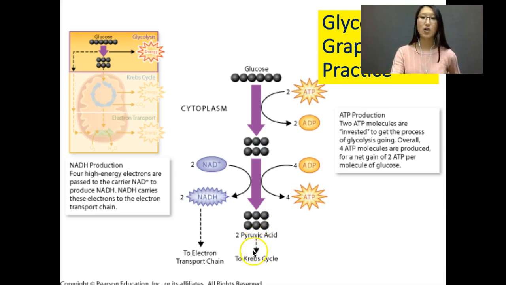Pyruvic acid is going to go on to pyruvate processing and then going into Krebs cycle. And ATP, the 2 net ATP that are being made, is going to be used directly by the cell because cells use ATP. One more thing that you should know about this is that this process happens in the cytoplasm, not in the mitochondria. As you can see right here, it doesn't happen inside of the mitochondria. You should also know that glycolysis does not require oxygen. As you can see in this picture, there's no oxygen required for this process.